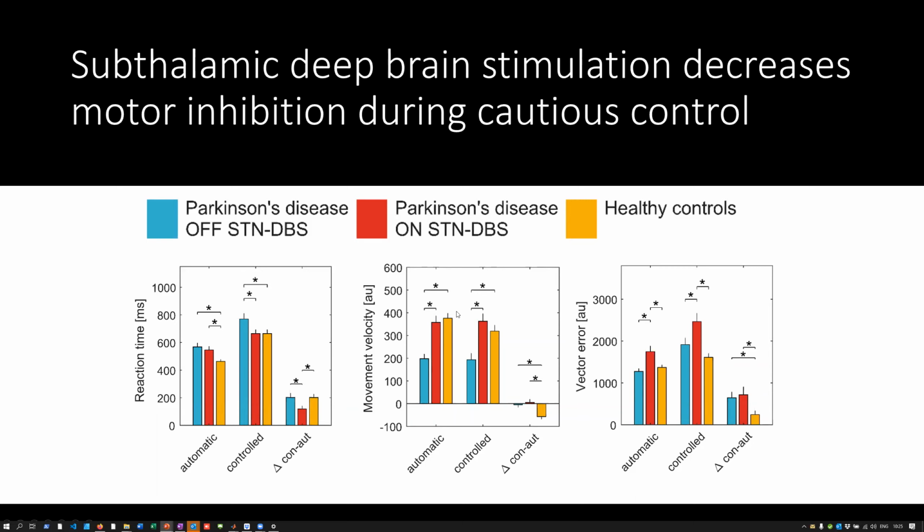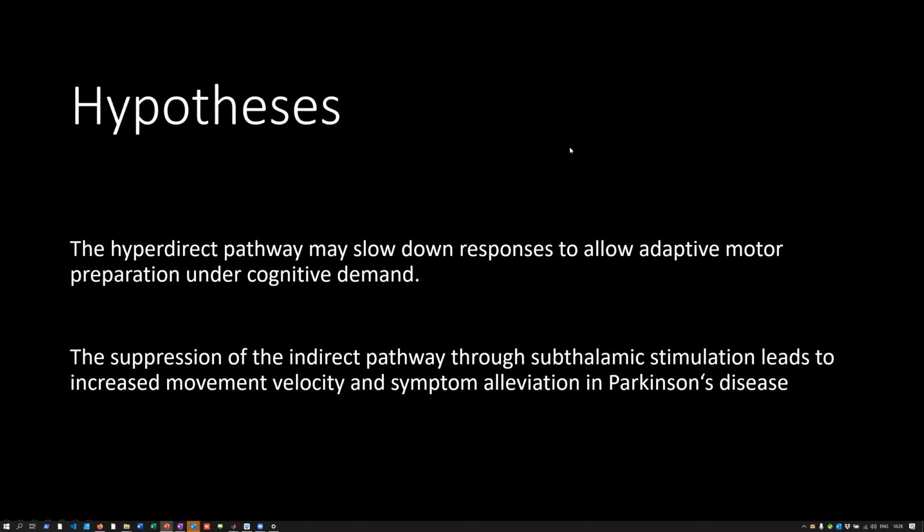And this has consequences, because if we look at the vector error, or the difference between the optimal movement and the performed movement, DBS leads to more erroneous behavior, with a specific increase in vector error or movement trajectory error that is independent of the velocity, or controlled for changes in velocity. It's not just that they're moving faster and that's why there's more difference, it's just objectively that a more suboptimal movement is performed in these patients. And this led to a few hypotheses.